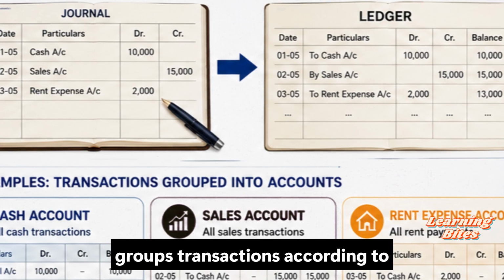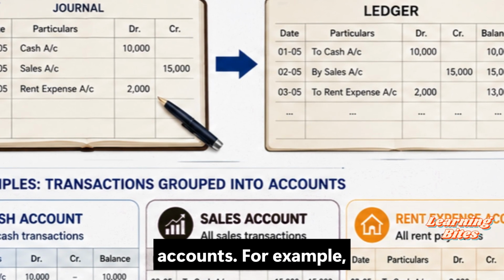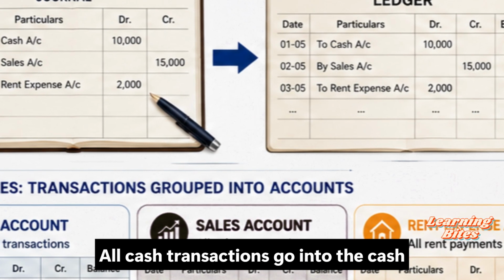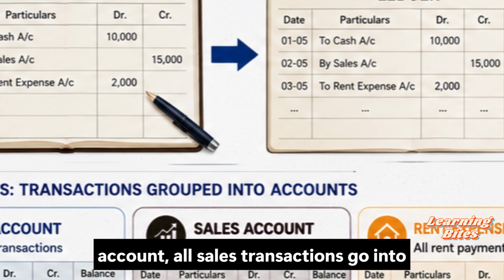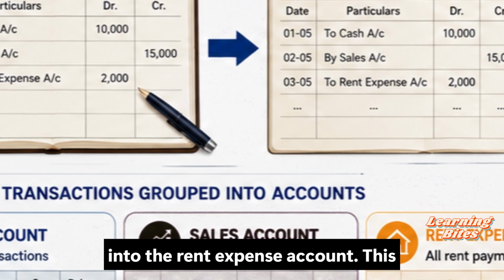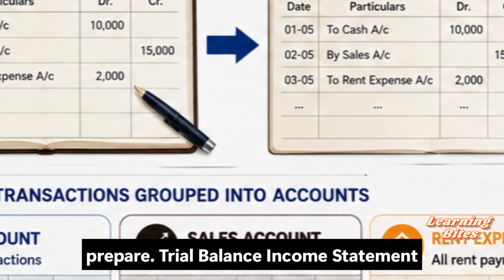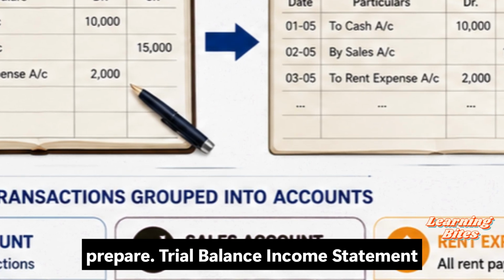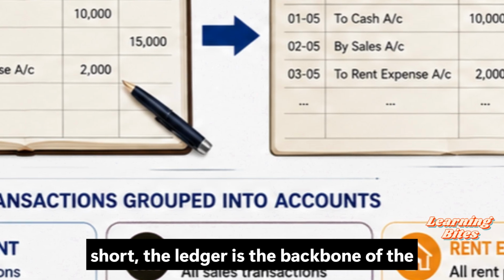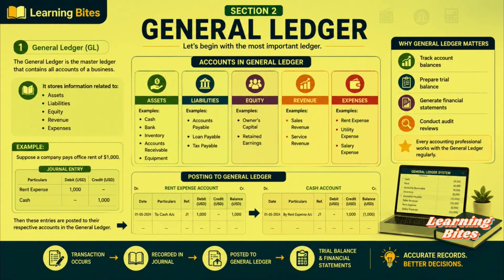The ledger groups transactions according to accounts. For example, all cash transactions go into the cash account, all sales transactions go into the sales account, all rent payments go into the rent expense account. This classification makes it easier to prepare the trial balance, income statement, balance sheet, and cash flow statement. In short, the ledger is the backbone of the accounting system.